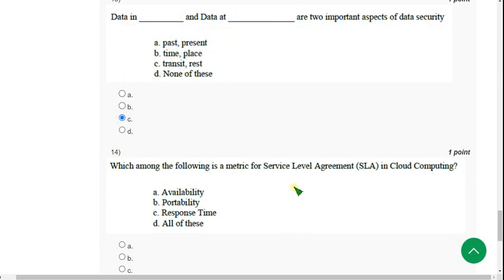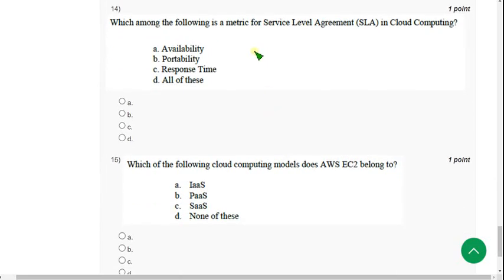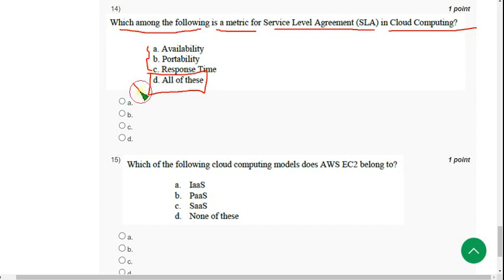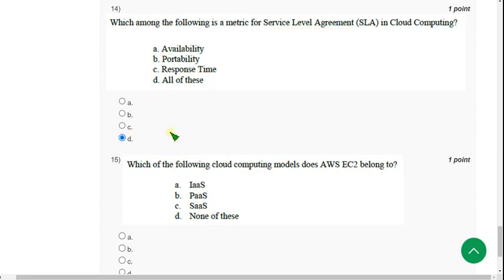And moving on to the 14th one, which among the following is a metric for SLA in cloud computing? So for the 14th question, all these three are the probable solutions. So for the 14th one, option D could be the possible option, because for service level agreements in cloud computing, definitely we want all these, right? Availability, portability and response time. So option D is the probable one for the 14th question. Let's move on to the 15th question now.